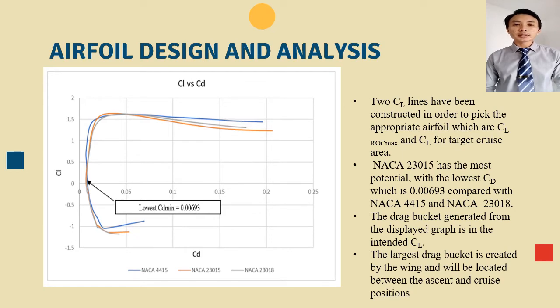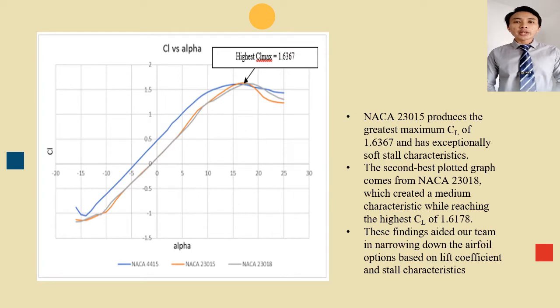The graph of CL against angle of attack is important information of airfoil study. When compared to the other airfoils, NACA 23015 produced the greatest maximum CL of 1.6367 and has an exceptionally soft stall characteristic. The second best plotted graph comes from NACA 23018, which created a medium characteristic while reaching the highest CL of 1.6178. These findings aid our team in narrowing down the airfoil option based on lift coefficient and stall characteristic.